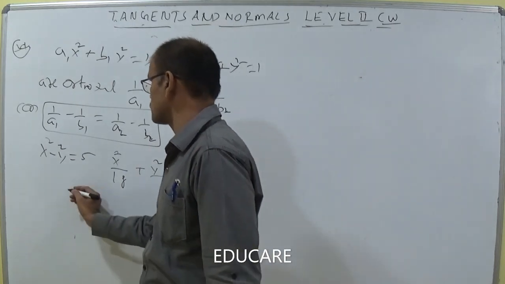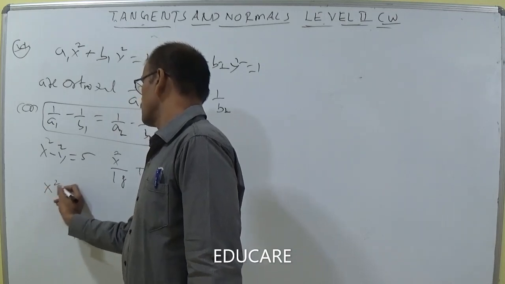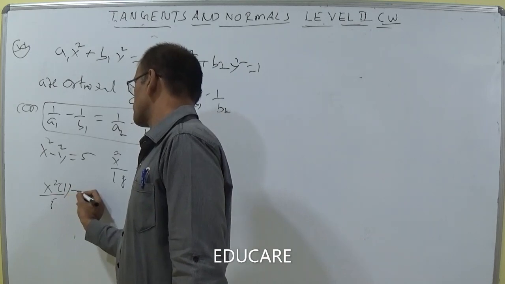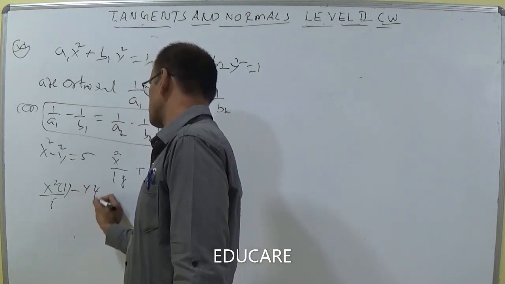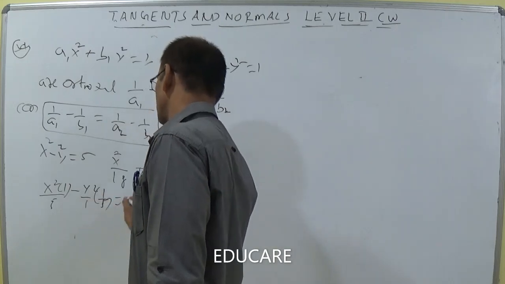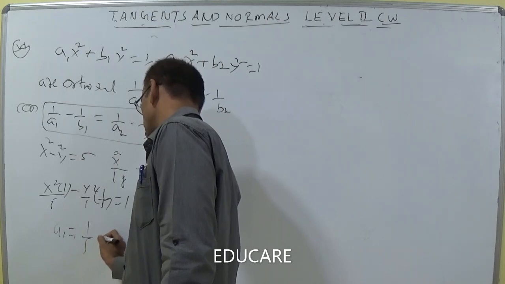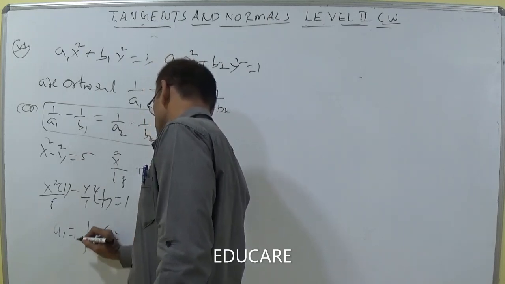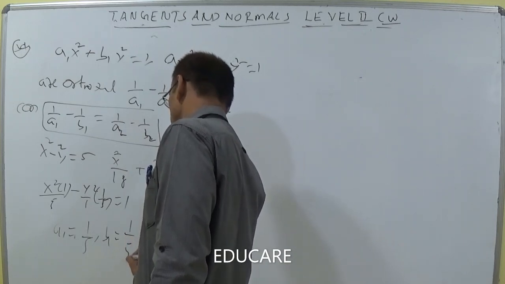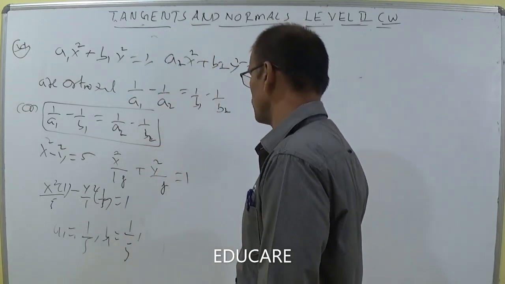Just let us discuss. Here you can write x square into 1 by 5. Next, y square into 1 by 5. Y square by 1 equal to 1. So a1 is equal to 1 by 5, a2 is equal to 1, and b1 is equal to 1 by 5. So 1 by a1 minus 1 by a2 is equal to 1 by b1 minus 1 by b2.